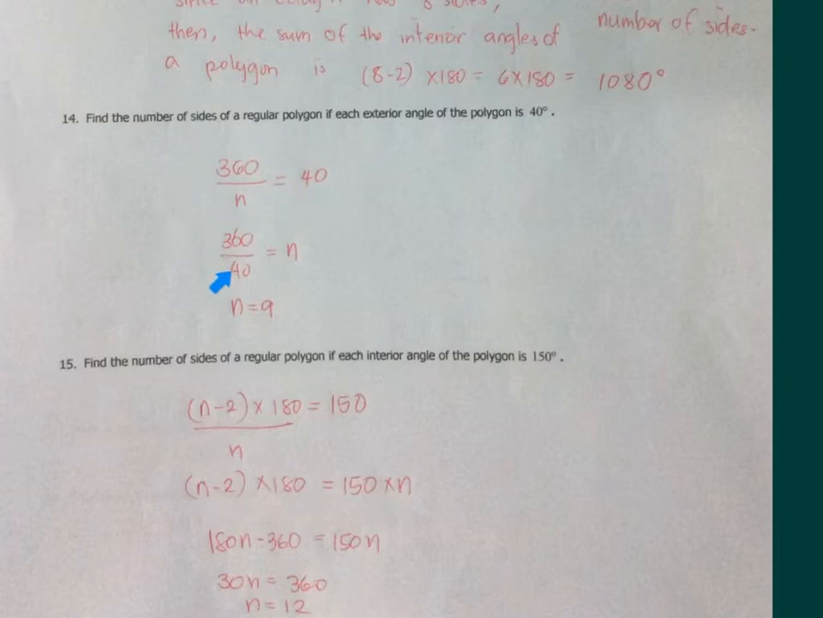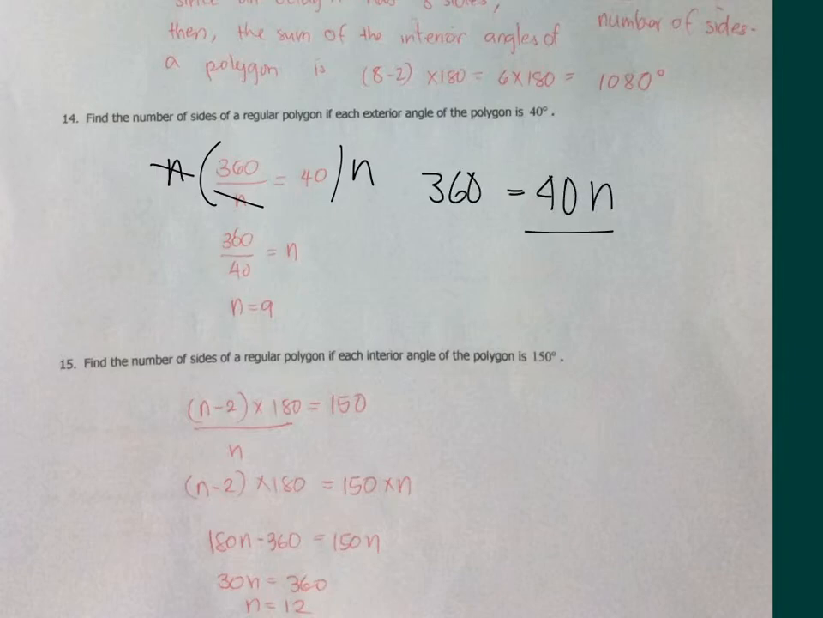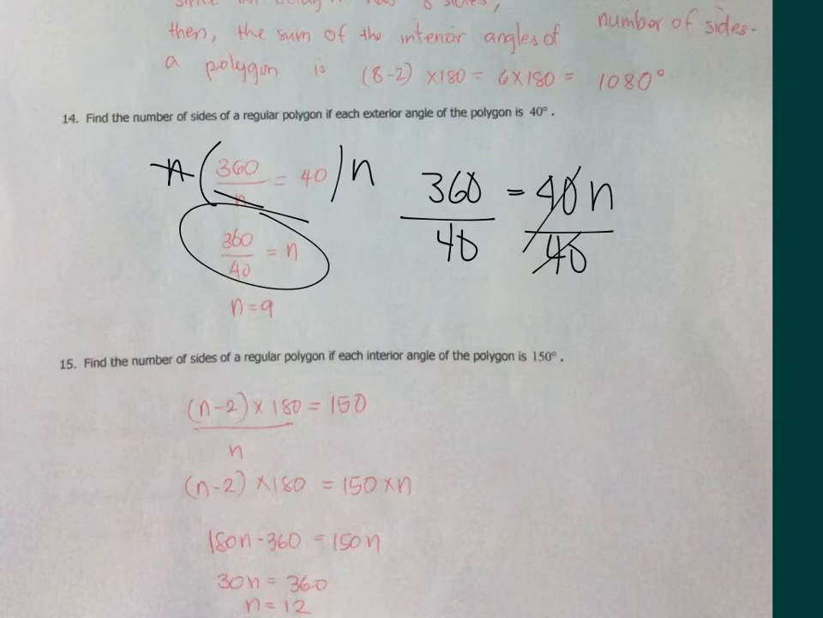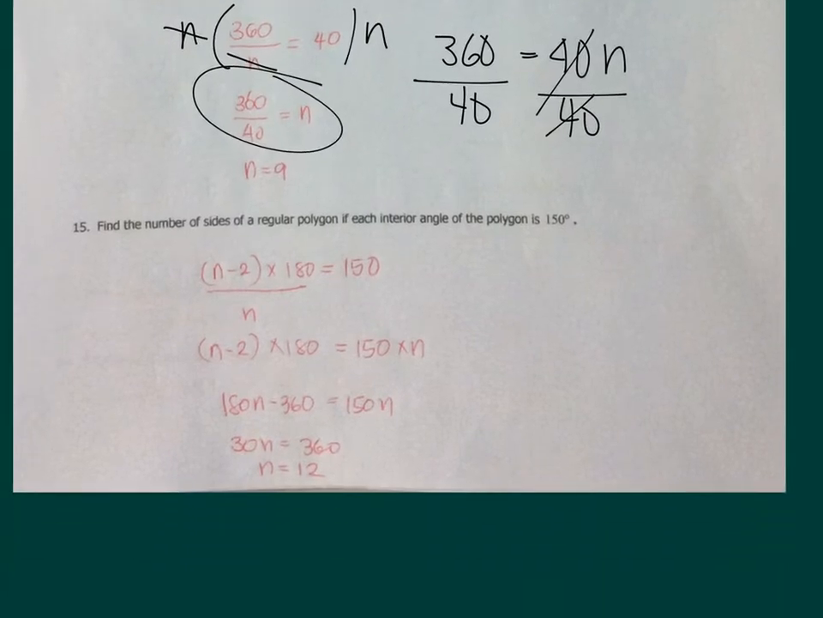So with this equation, you can transform this into 360 divided by 40 equals n. Okay, so some people will do it this way. You can multiply both sides by n, so this cancels out. So 360 equals 40n, and then you have to divide by 40. So that gives you 360 over 40 equals n. And if you solve for 360 over 40, you get n equals 9. So you have 9 sides for this regular polygon.